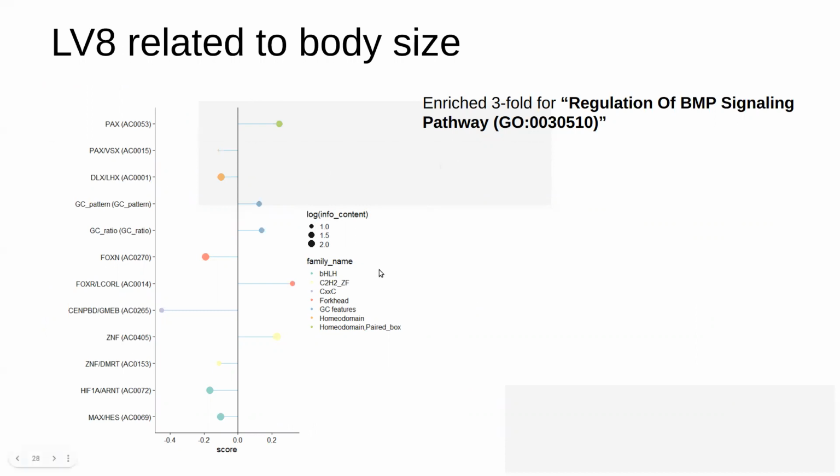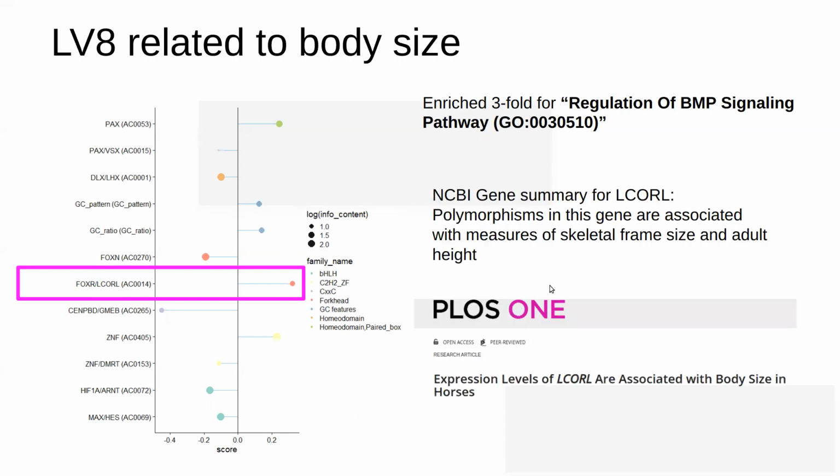These are the transcription factors that were driving this latent variable. The main one, the top score, is LCORL FOXR, and this is actually known to regulate body size, and it's in fact part of its NCBI gene summary.